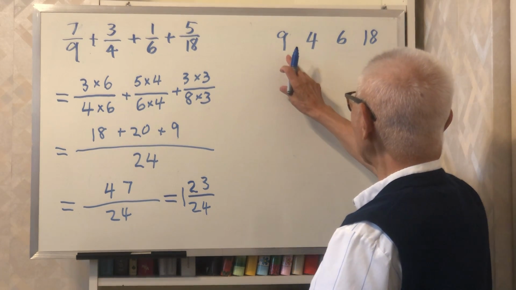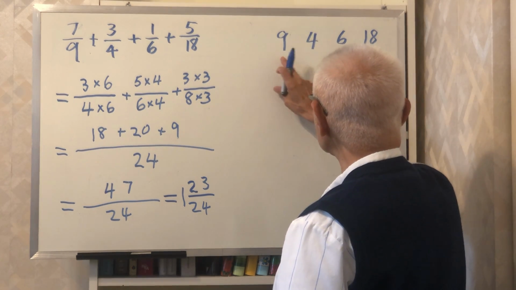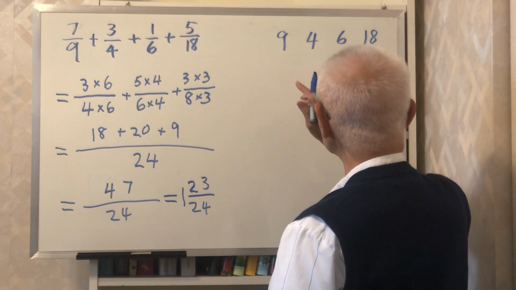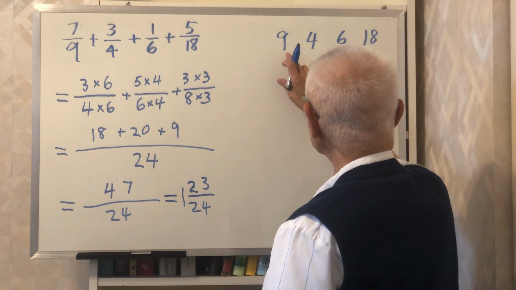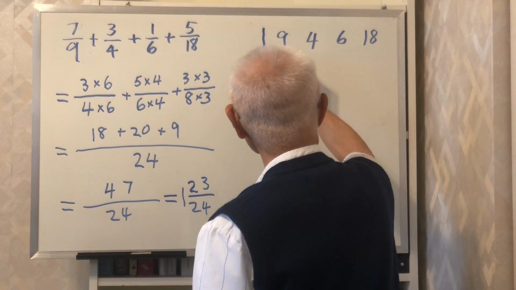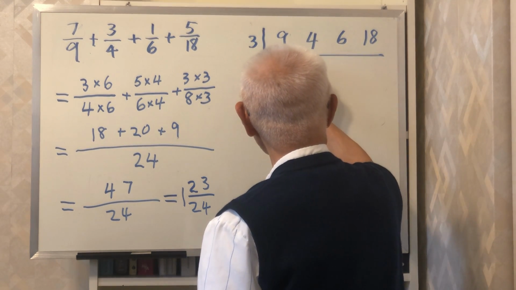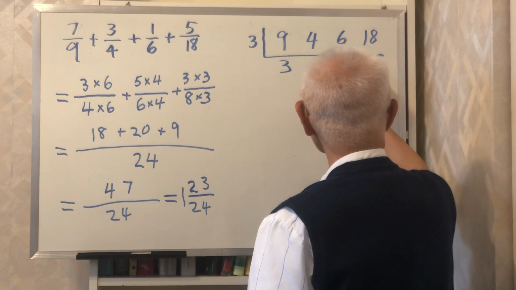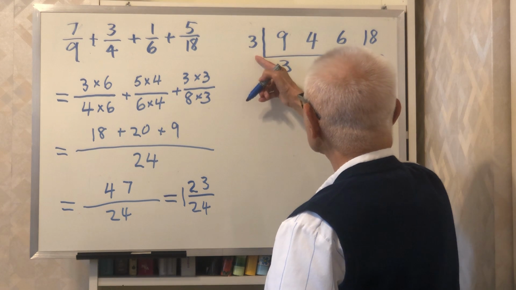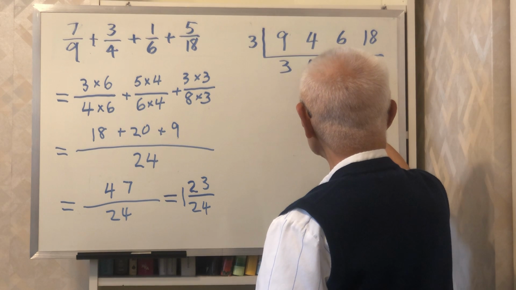I do not have a common factor among all these four numbers. But I do have a common factor among 9, 6, 18. The common factor is 3. So I divide by 3. 3 times 3 is 9. 3 times 2 is 6. 3 times 6 is 18. 4 cannot be divided into 3. So I just repeat the 4 there.